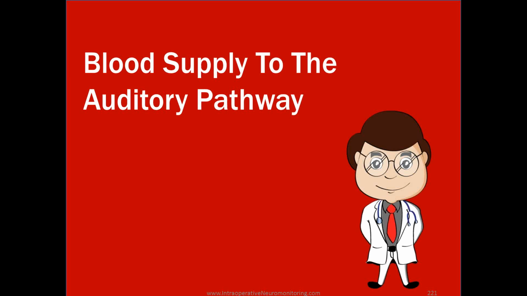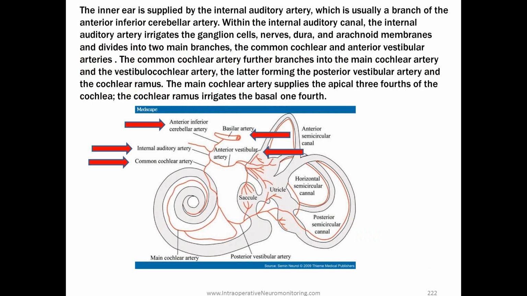Okay, so now we are on to the blood supply to the generators or areas of the hearing pathways. The inner ear is supplied by the internal auditory artery, which is usually a branch off the anterior inferior cerebellar artery. So those are two main vessels that you need to know for the ABRs. The internal auditory artery, which has an AKA of labyrinthine artery, and the AICA, or the anterior inferior cerebellar artery, that is usually coming off the basilar artery, but it also has some anatomical variations coming off of the vertebral arteries.